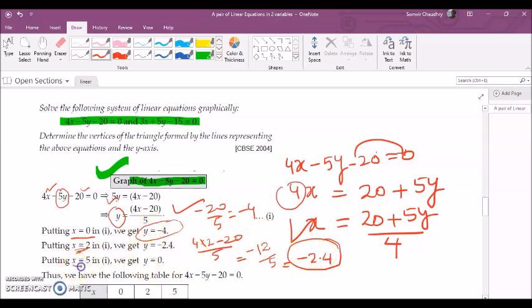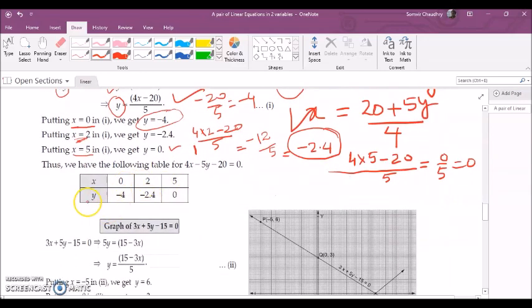We'll keep x is equal to 5. When you keep x is equal to 5 here, now look at this, 4 into 5 minus 20 upon 5. You will get 20 minus 20, 0 upon 5, you will get 0. So when you put x is equal to 5, you get y is equal to 0. Okay. So now look at this table.